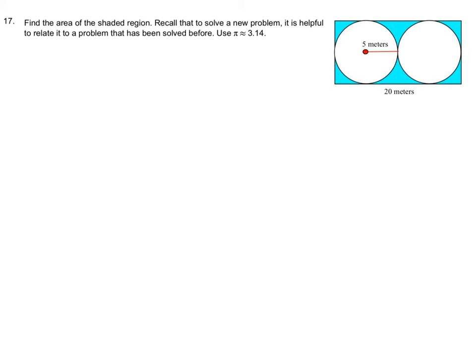Find the area of the shaded region. Recall that to solve a new problem, it is helpful to relate it to a problem that has been solved before. Use pi equals 3.14. Here we have a figure, and we want to find the shaded area, which is represented by the blue. If we look at this picture, we have a rectangle, and on the inside of the rectangle, we have 2 circles. So in order to find the area of the shaded region, we're going to find the area of the rectangle and then subtract the area of those circles.